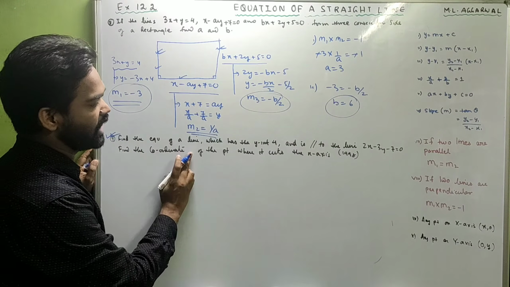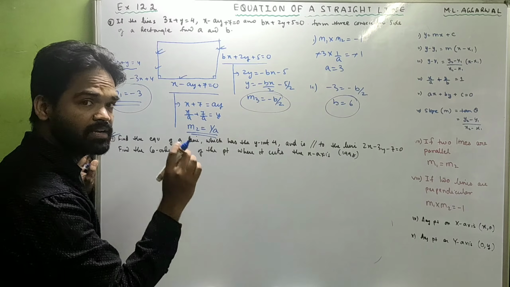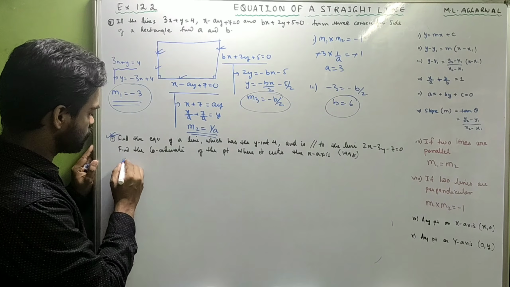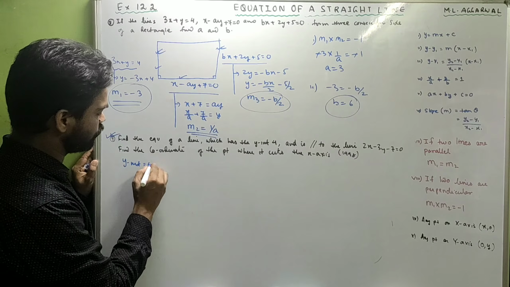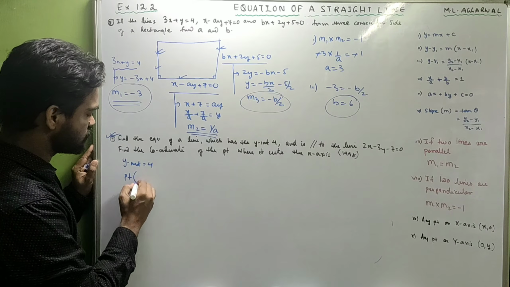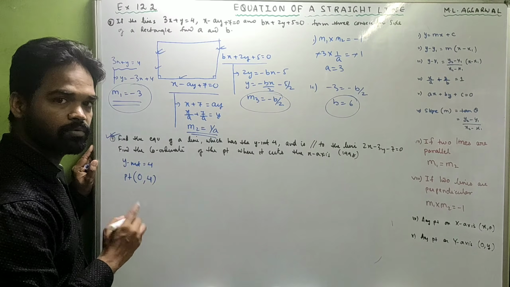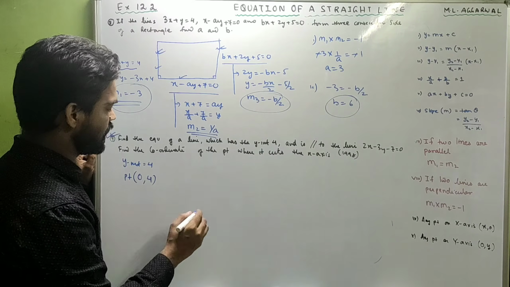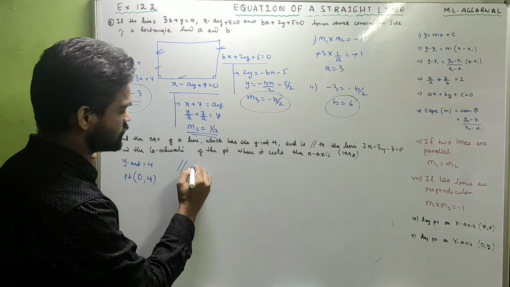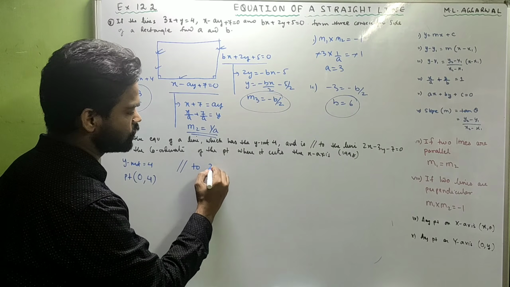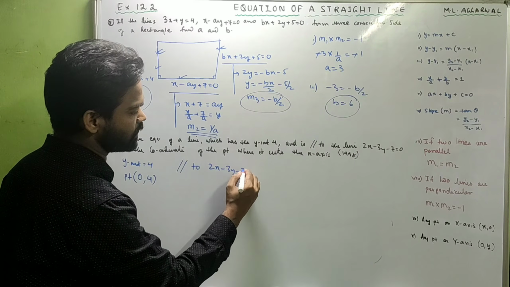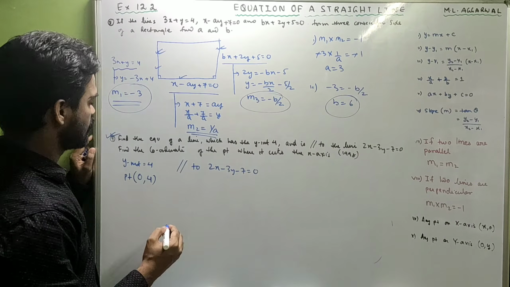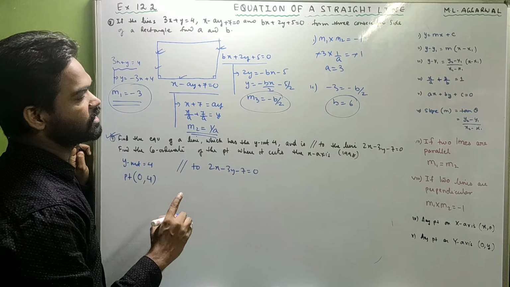Now let us see sum number 9. Find the equation of a line which has the y-intercept 4, which means the line passes through the point 0, 4. We can write that. And is parallel to the line 2x minus 3y minus 7 equals 0. Find the coordinate of the point where it cuts the x-axis.